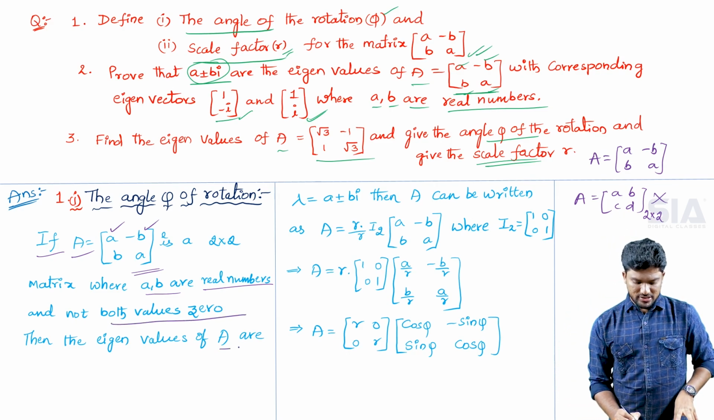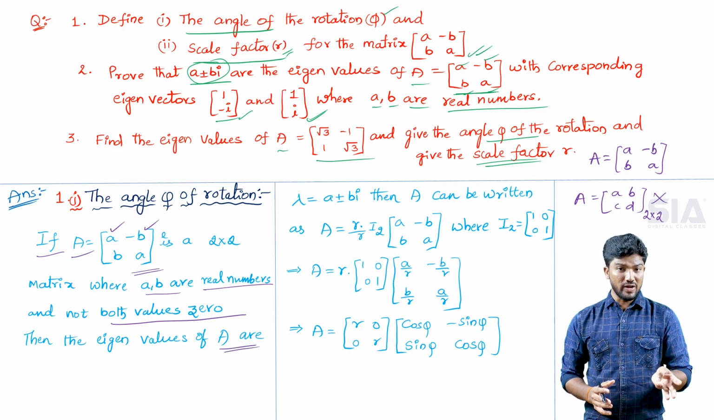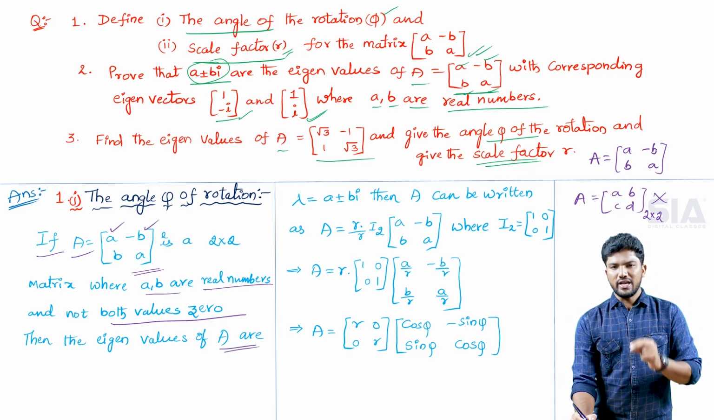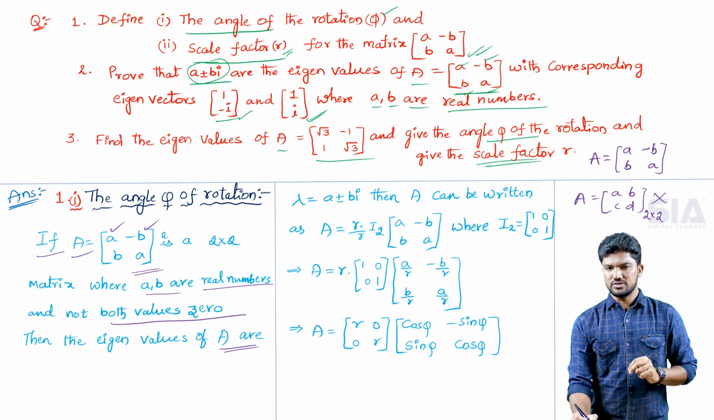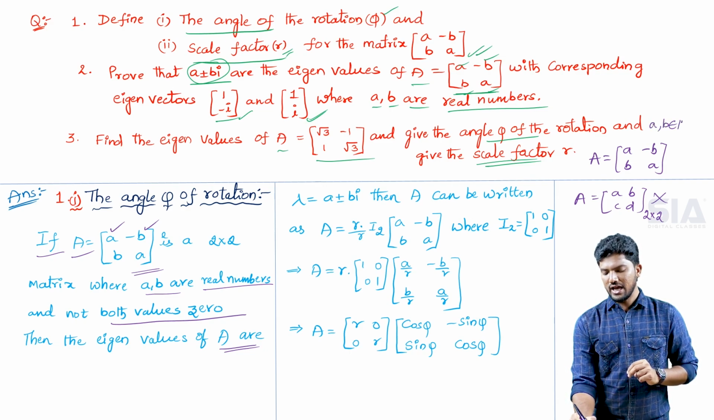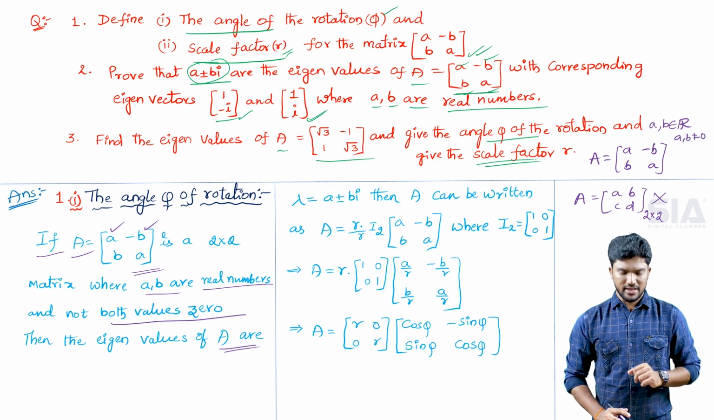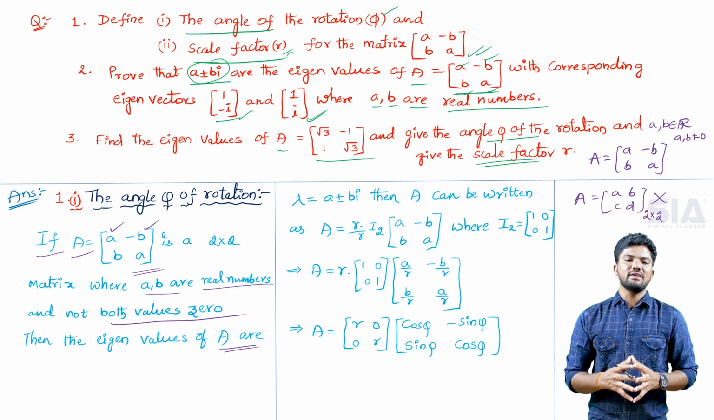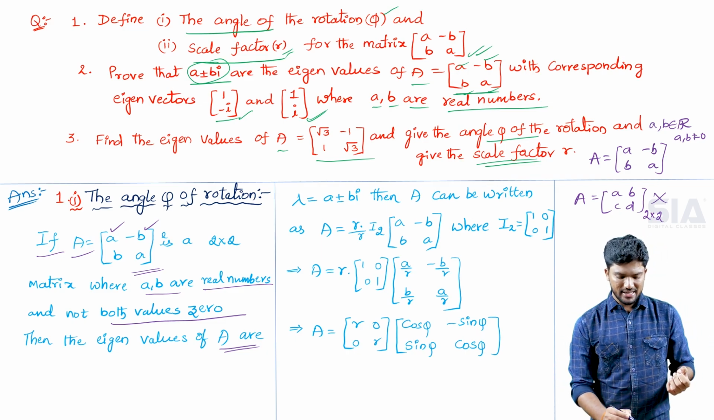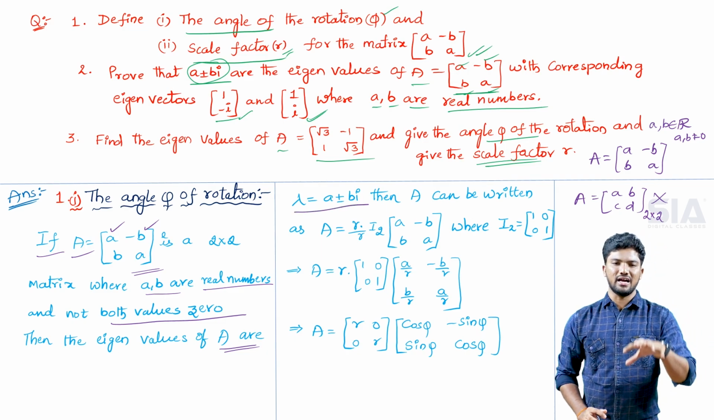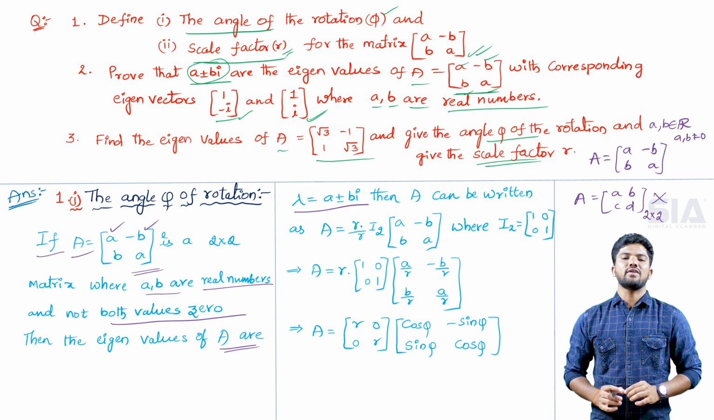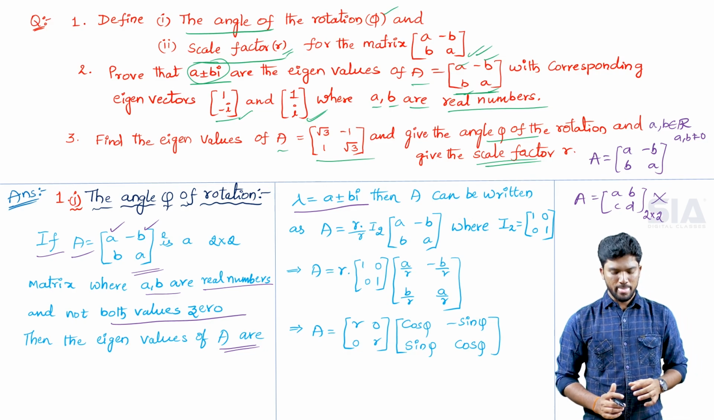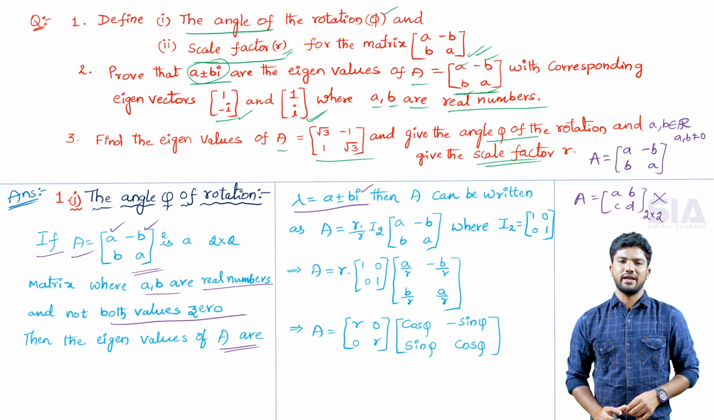Then the eigenvalues of capital A are as follows. In this matrix we have only two non-zero values, those are small a and small b. Both values belong to real numbers, and a, b is not equal to 0. Then we can define the eigenvalues of capital A as lambda. You know very well the usual notation of eigenvalue is lambda. Lambda is equal to a plus or minus b times i.